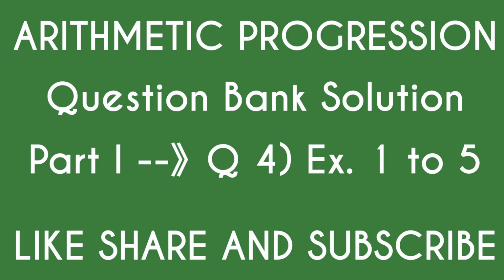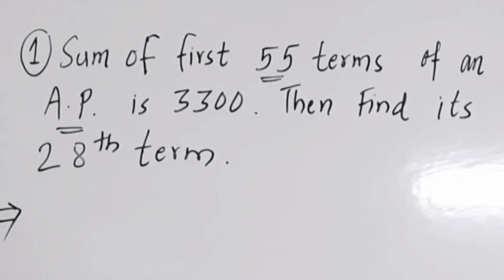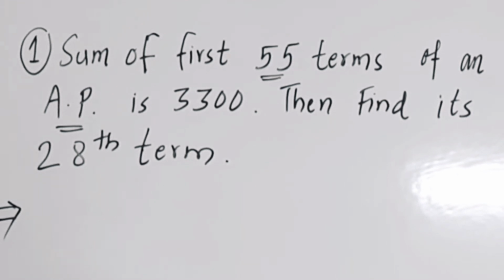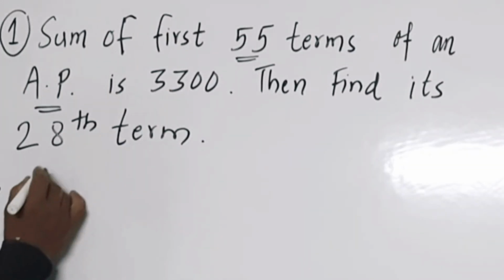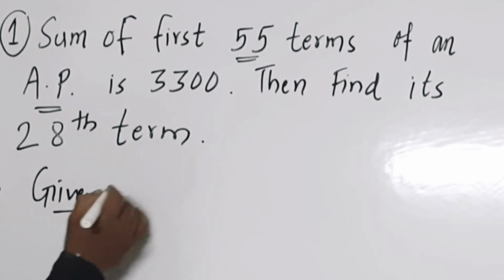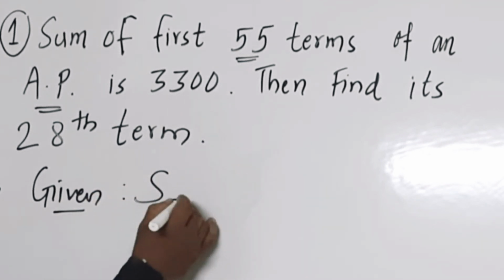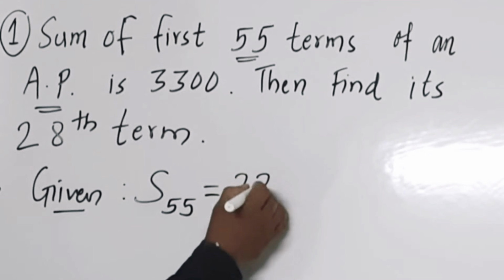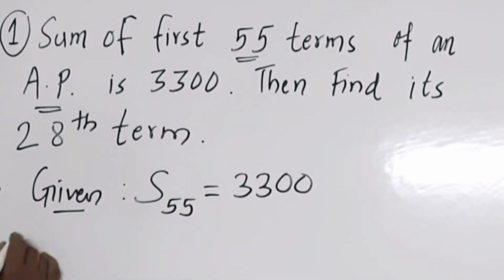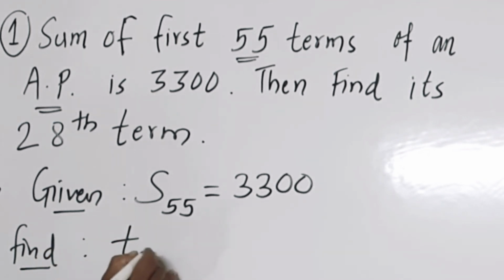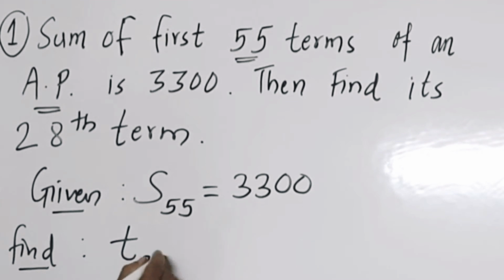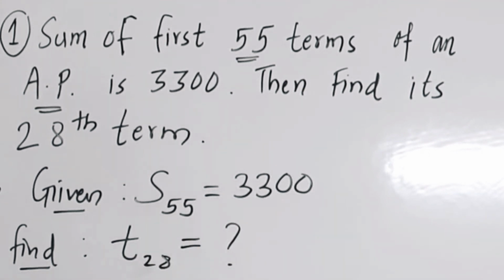Dear students, in this video we will learn how to solve examples from question bank question number 4 from the chapter Arithmetic Progression. First example: the sum of the first 55 terms of an AP is 3300, then find its 28th term. Here the given thing is the sum of 55 terms, that is S55 is equal to 3300. We will find the 28th term, T28 is equal to question mark.